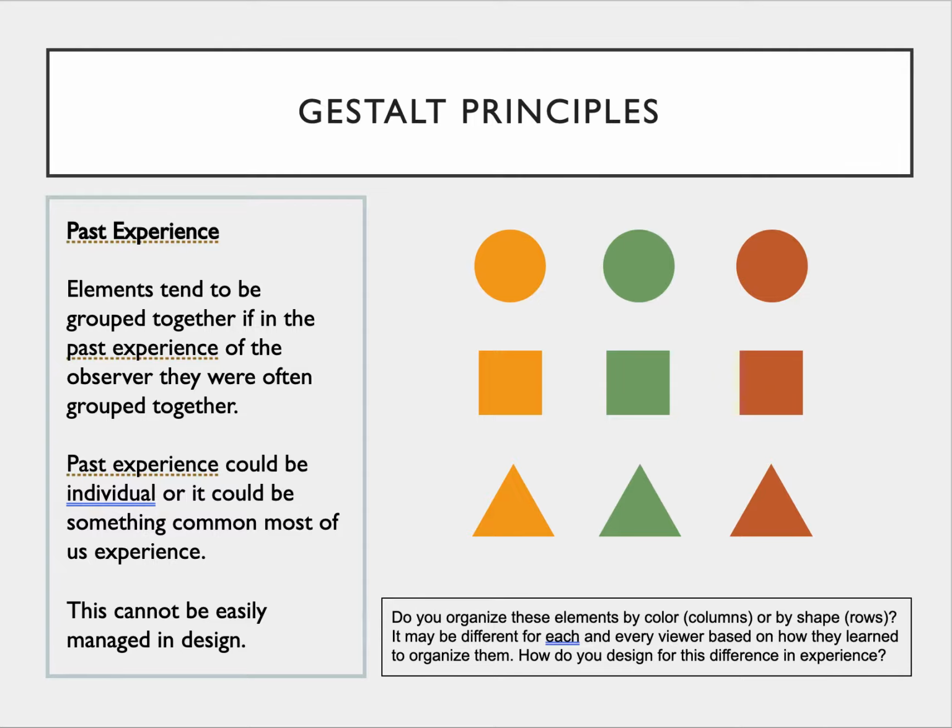So, for instance, this image over here, we've got 9 shapes. And we can recognize them as 3 circles that are colored differently. We can recognize them as 3 squares that are colored differently, and we can recognize them as 3 triangles that are colored differently. But whether we perceive them as all yellow shapes, all green shapes, or all orange shapes, or circles, squares, and triangles can be entirely personal and entirely different.